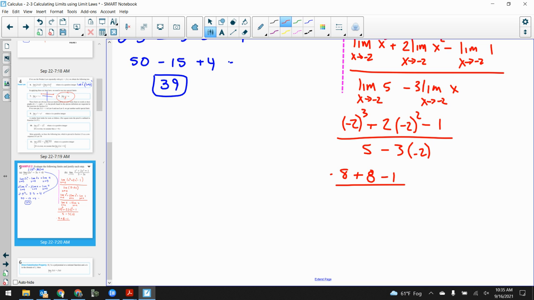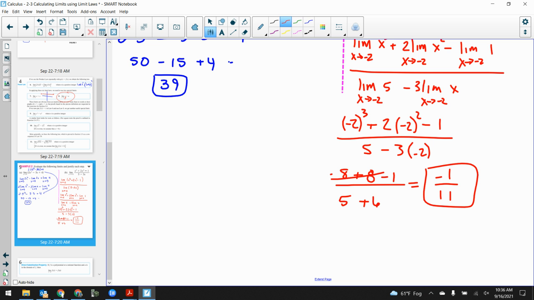And then we plug in 5 minus 3 times negative 2. So 5 plus 6, right? Those will cancel. Negative 1, 11. That make sense? Negative 1, 11. 39. Yep.